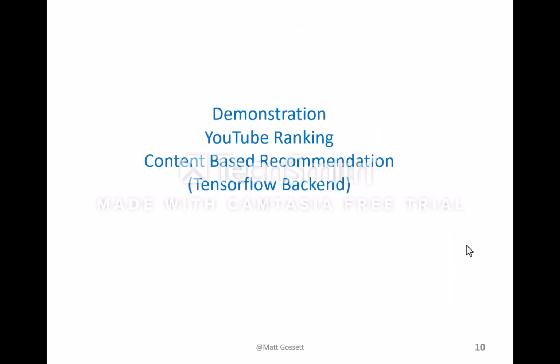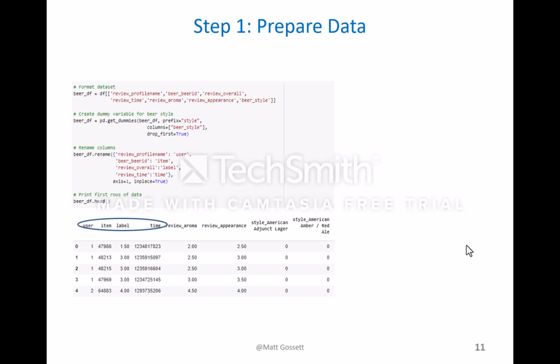Now I'm going to talk about this YouTube ranking model. So the YouTube ranking model is a content-based recommendation with a TensorFlow backend. The idea behind this is that you can actually input different features, so numeric, categorical features into the model to make it even more customized and make better predictions, better recommendations. So similar here, setting up the data, 4 required columns: user, item, label, time.